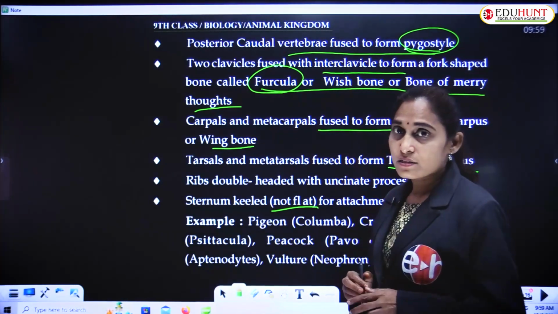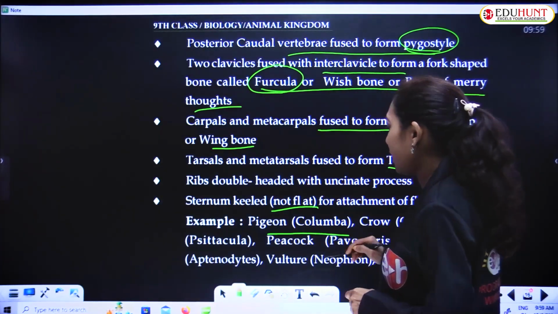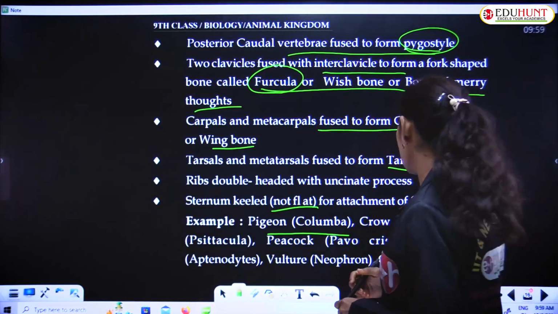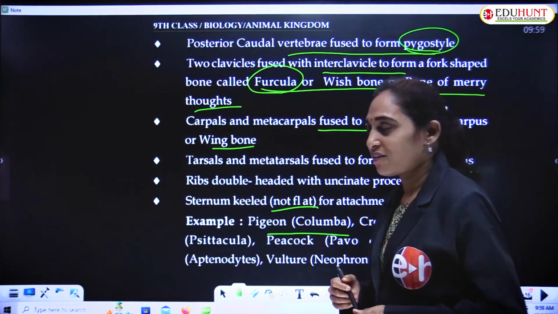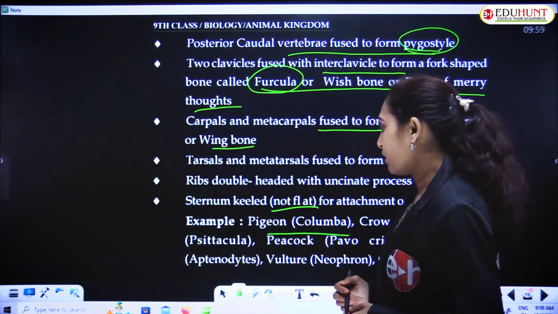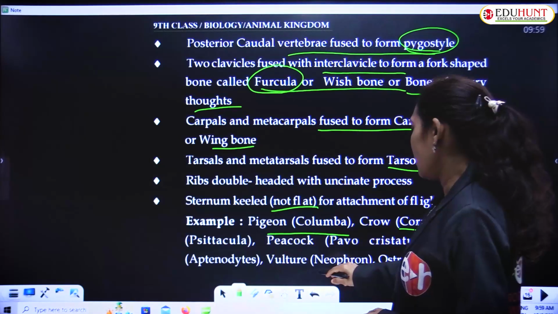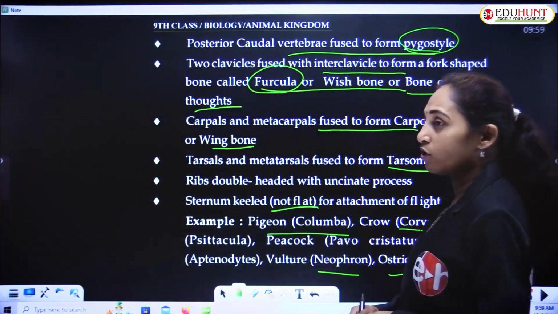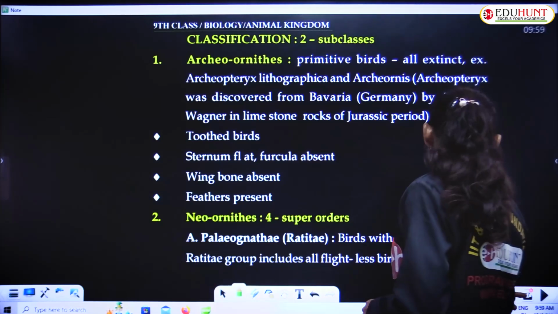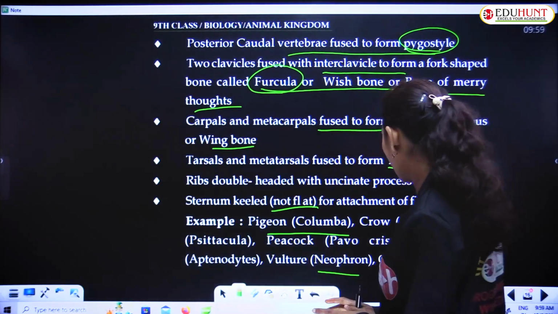Examples of these birds are pigeon, Columba livia, crow, Corvus splendens, parrot, Psittacula, peacock, Pavo cristatus, penguin, Aptenodytes, vulture, Neophron, ostrich, Struthio camelus. These are the examples of various birds.